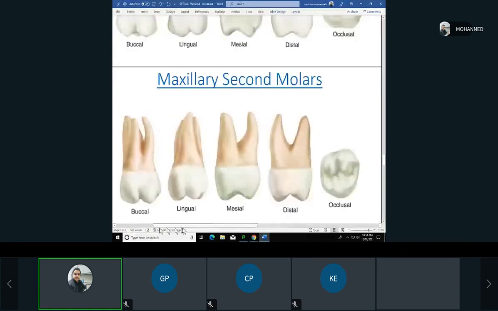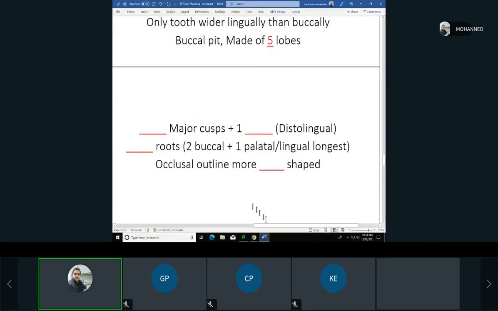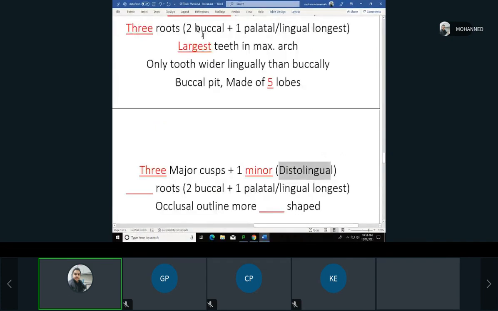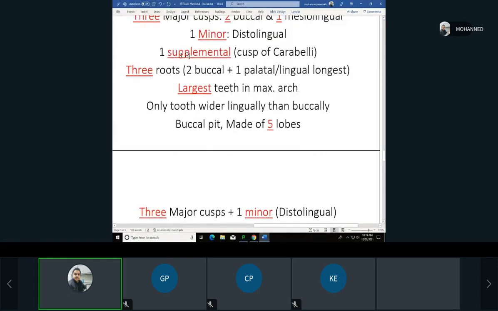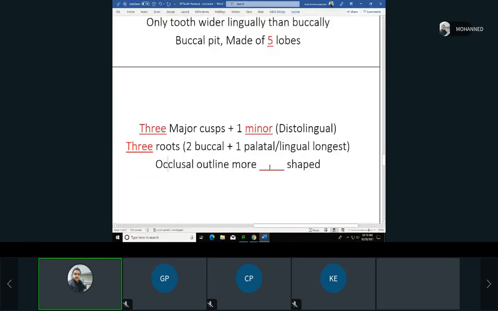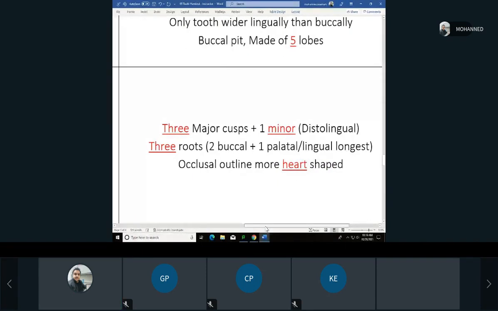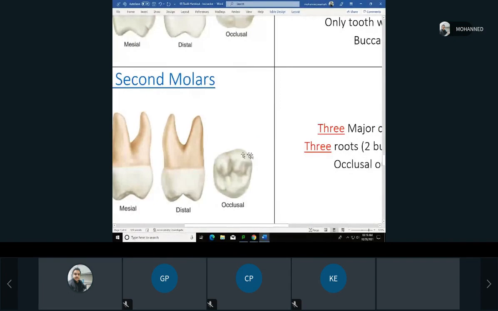Let's take a look at the maxillary second molar. So it has also 3 major cusps and 1 minor, still the distolingual, similar to what we have on the first molar. Also have how many roots? 3, similar. We don't have any cusp of Carabelli, right? So we don't have a supplemental. And then it has a heart shape. So when you look at it occlusally, it kind of looks like a heart, right?